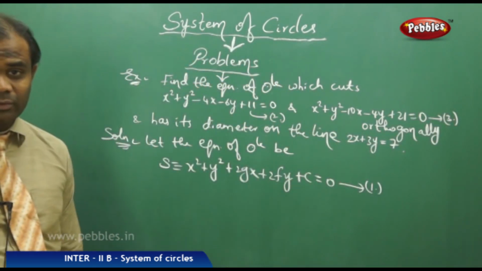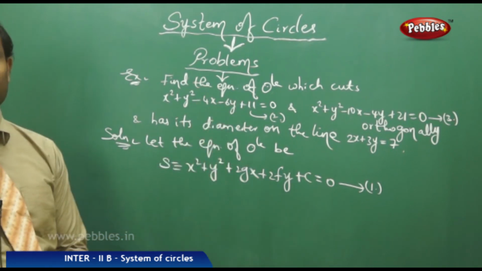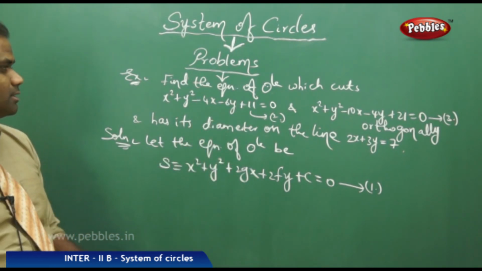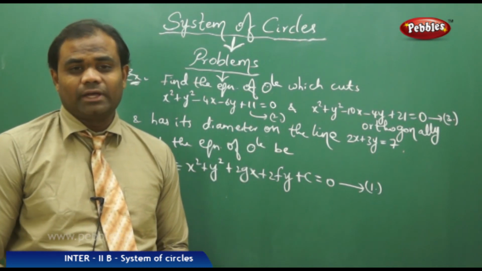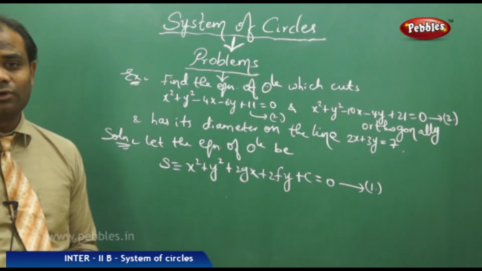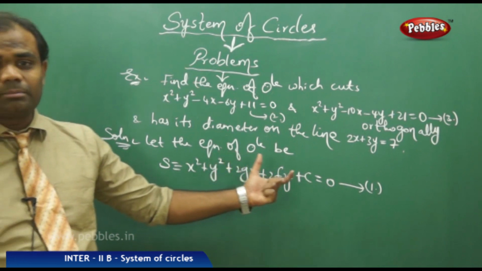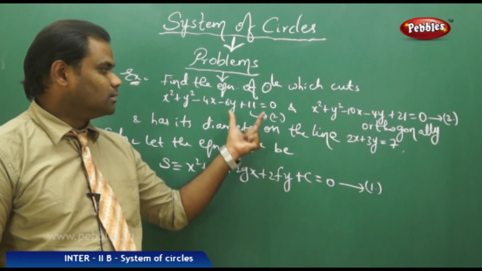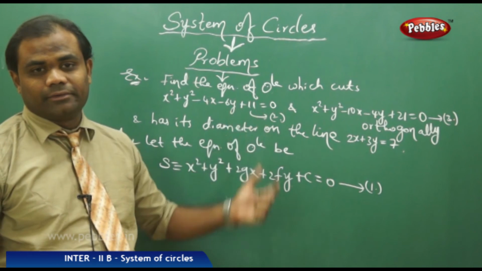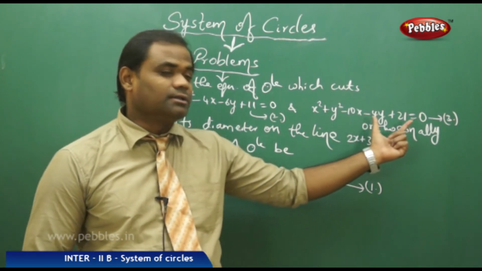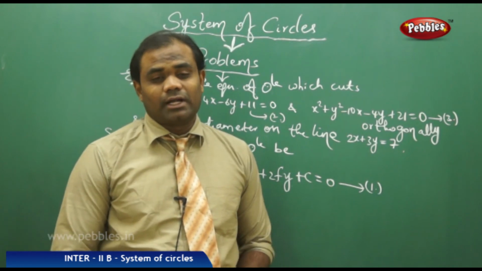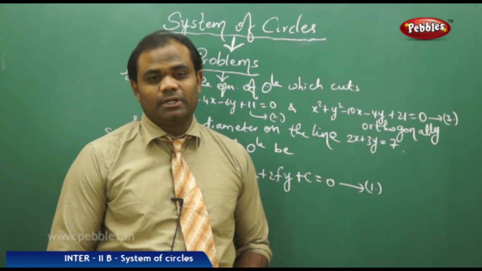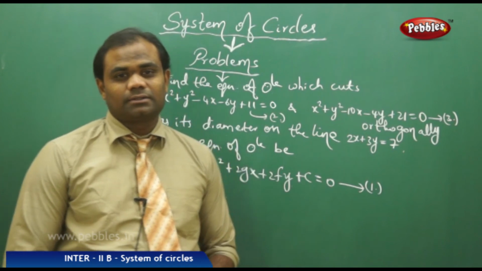So with three equations 1, 2 and 3, I use the condition that this circle is cutting this orthogonally. In general form, we have a formula or the condition for orthogonality which I am going to apply in case of this circle cutting this at 90 degrees. Similarly, this circle cutting this at 90 degrees, I get one more orthogonal condition which I am going to apply. So let's see how we can apply that.